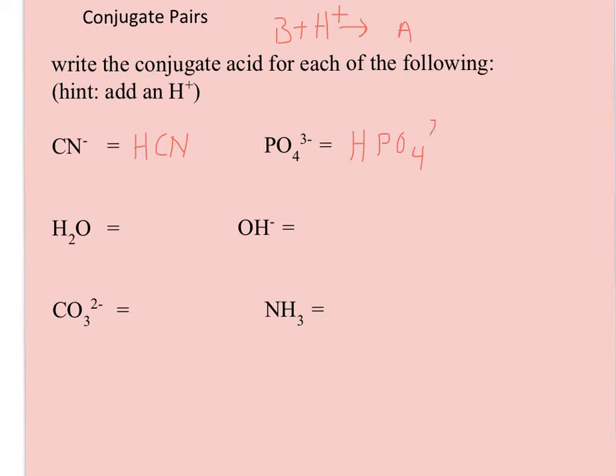just like it only loses one at a time. So this would become HPO4 2 minus. H2O would become H3O plus. OH minus would become HOH, or we more commonly call it H2O. You could think of it either way. CO3 2 minus would pick up just one hydrogen at a time and become HCO3 minus. And NH3 would become NH4 plus.